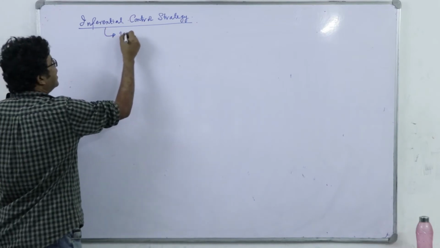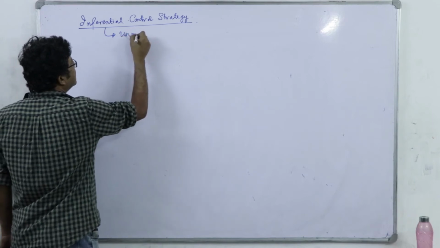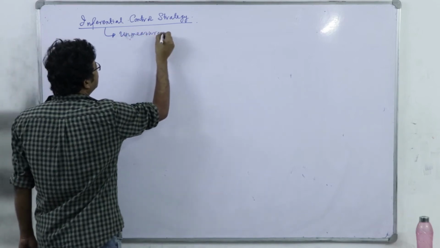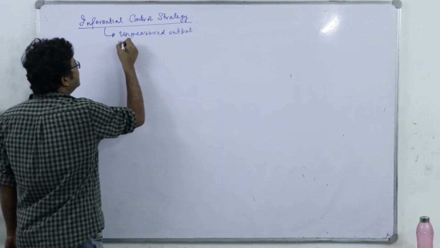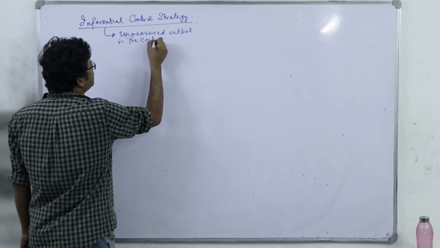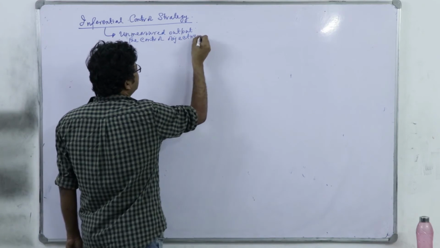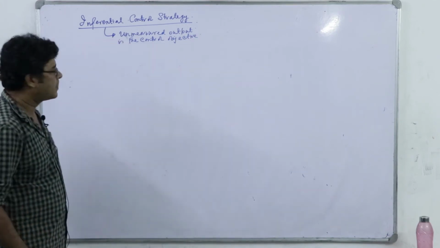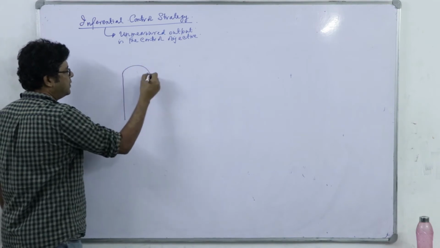Here the unmeasured output is the control objective. That is the problem. So, let me draw again the distillation column.